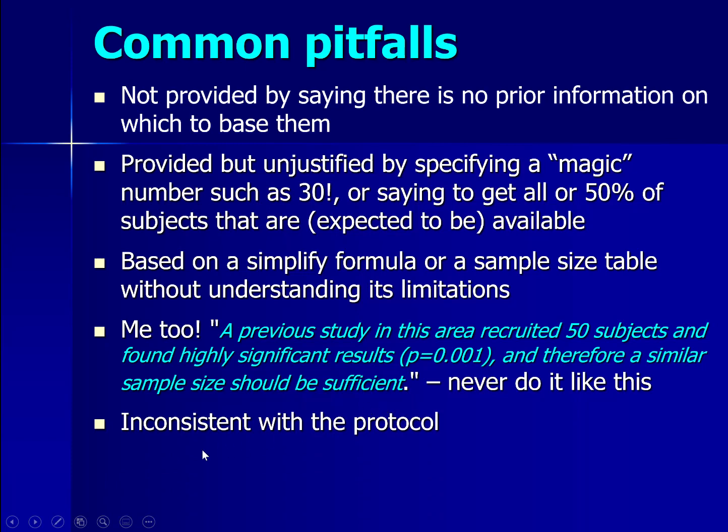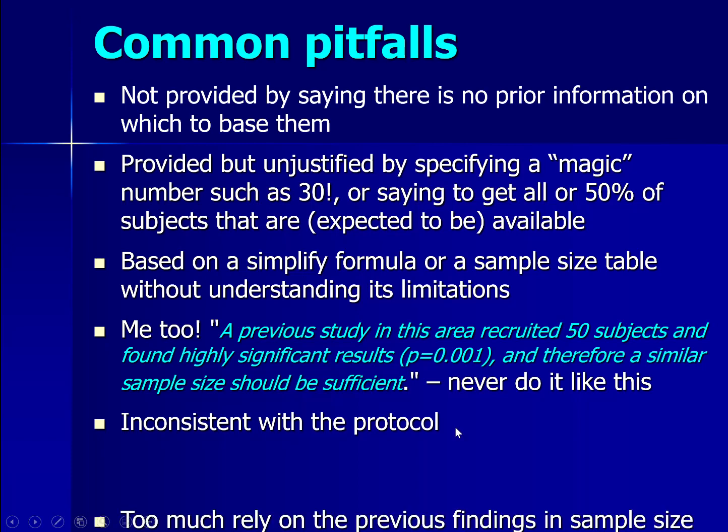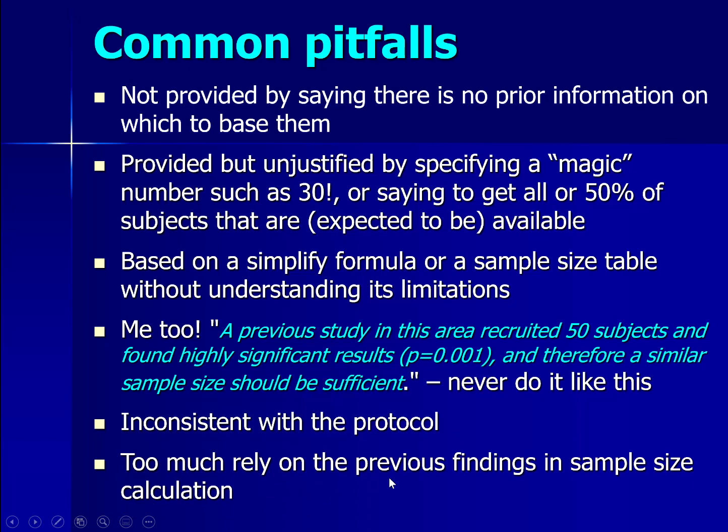It's illogical at all. Inconsistent with the protocol, from the outcome of this type, but you end up with something different, that is inconsistent. And relying too much on the previous findings as if they were the Bible. No, you need to vary it because these are our settings, not theirs. Okay, these are common pitfalls for sample size calculations that I came across in my career as a statistician.